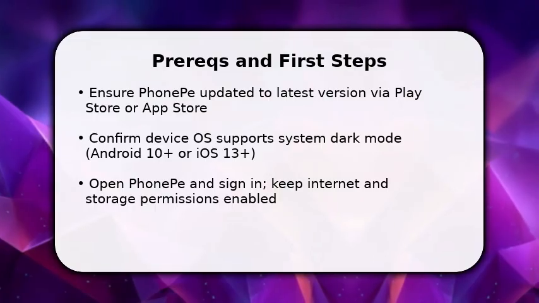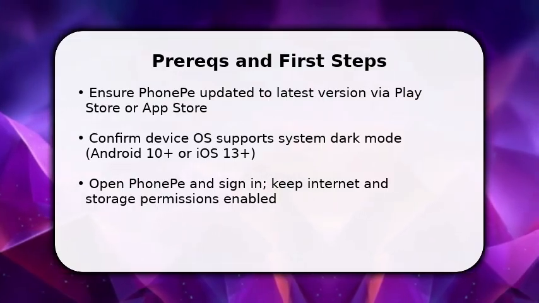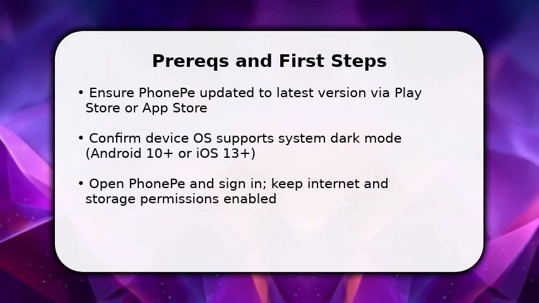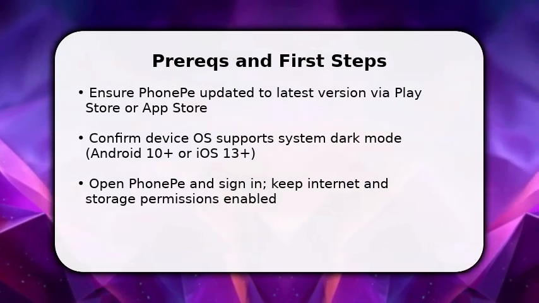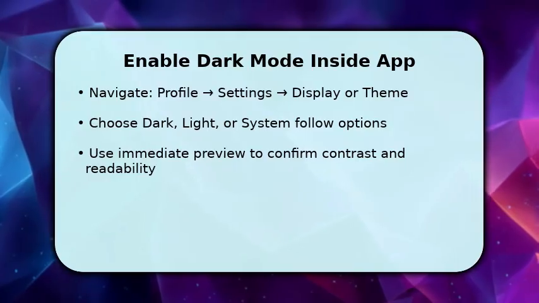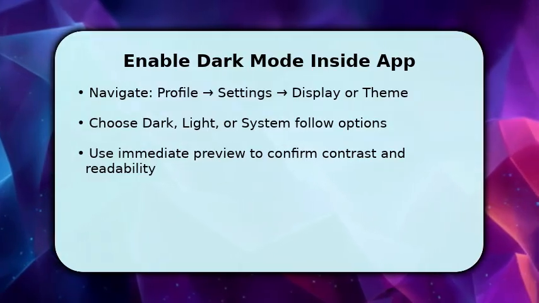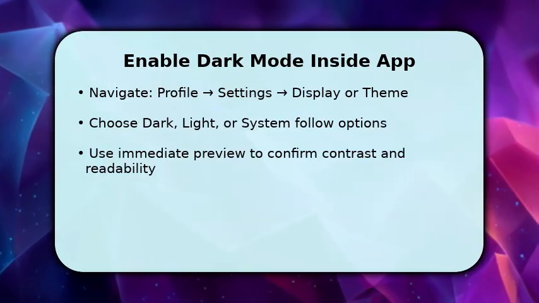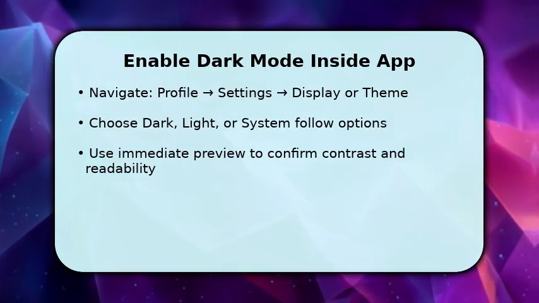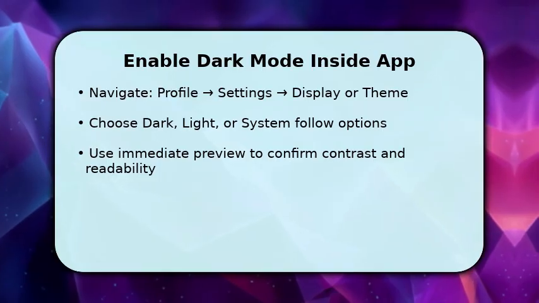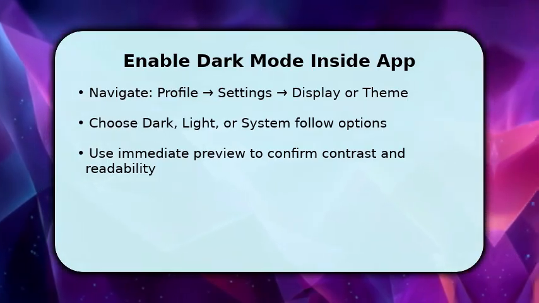Now tap your profile icon in the top left to access settings, because that's where the appearance controls live. You'll find theme choices under Settings, right arrow Display or Theme, tap it to reveal options. Choose Dark to force the app interface, or pick System Follow to match your phone's global dark mode. This helps preserve battery and reduces eye strain.